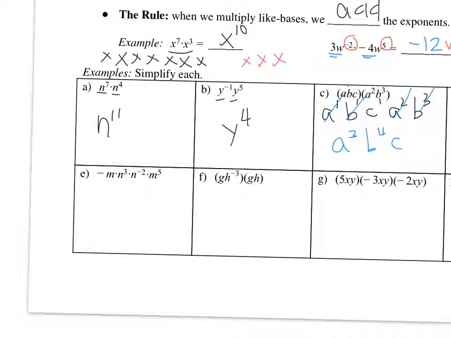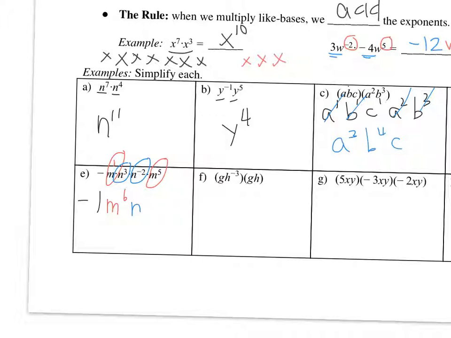So I'm just going to stay over and do E. So E, look at the coefficients. I only have negative 1. Then this is a 1 for my exponent for the M. So if I look at the M's, I have M to the 1, M to the 5. So that's going to be M to the 6. And then I have N to the 3, N to the negative 2. So that's going to be N to the 1. Or I don't even need to write N to the 1.